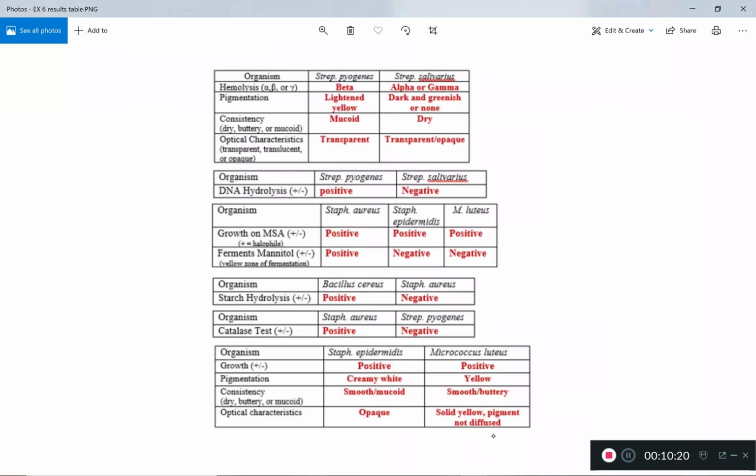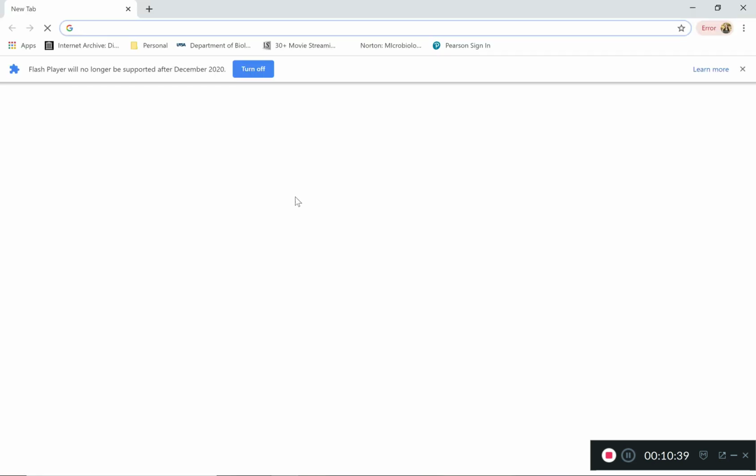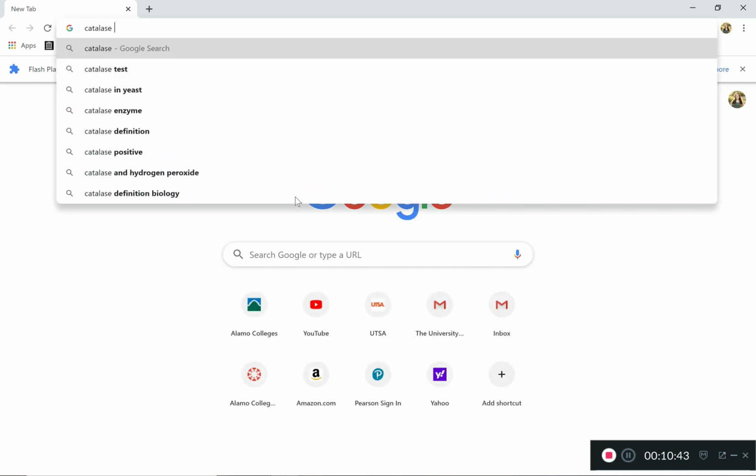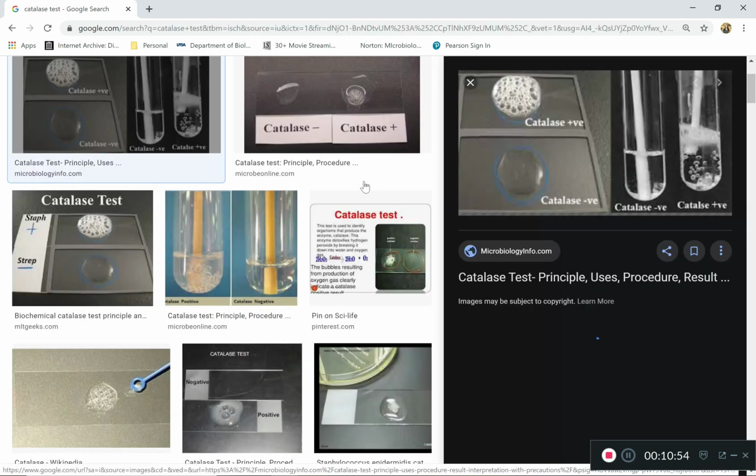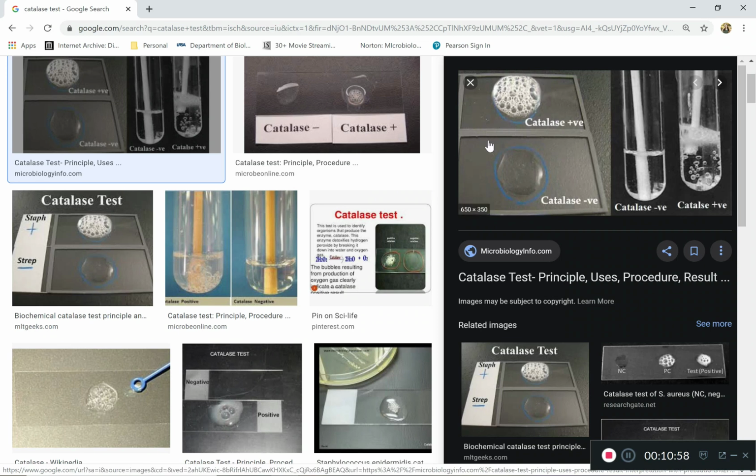If you add hydrogen peroxide and it was positive for catalase, you would see bubbles. Let me pull up an image of that. Oh, I don't know why my computer's being so slow. You would literally see bubbles, such as this, on your plate. If it is catalase positive, you will see bubbles. If it's catalase negative, you will not see bubbles on your plate. To test for that, you put hydrogen peroxide on top of your bacteria colonies, and from that you can state which one it is.